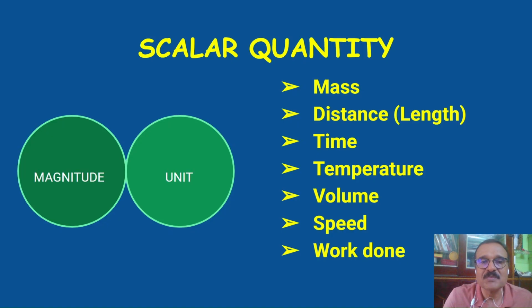There are few examples considered here of a scalar quantity as mass, length, that is the distance covered, time, temperature, volume, speed, and work done. Let us quickly go through one by one these physical scalar quantities.